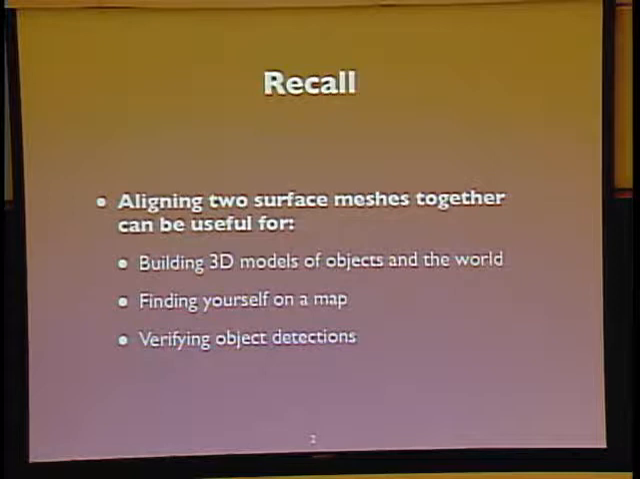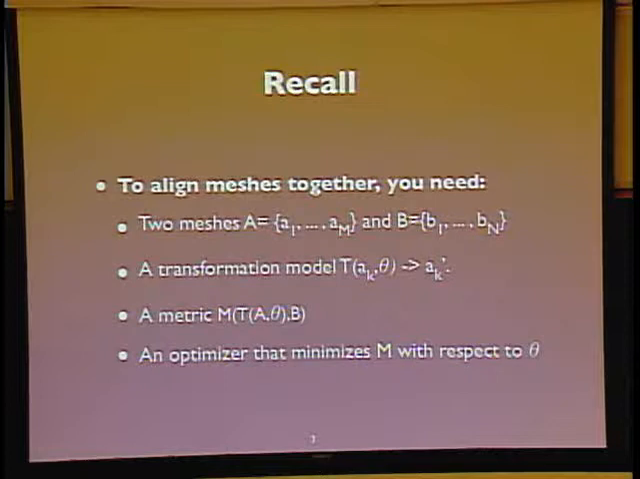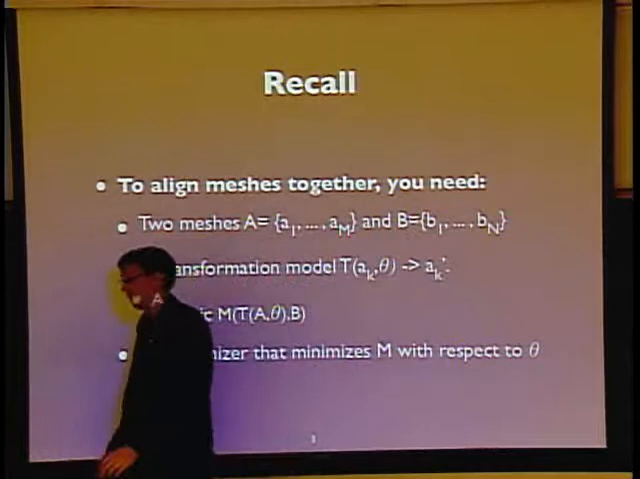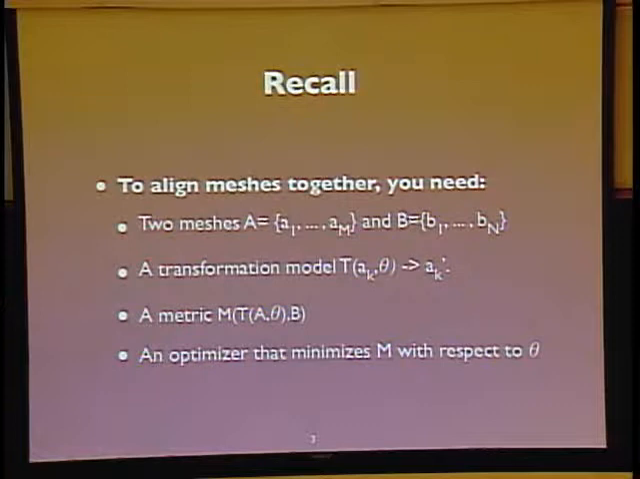And last time I did my usual spiel of giving you a recipe for how to solve this alignment problem. In particular, I told you that you basically need four things. One is the two different meshes that you're going to align to each other. Those are basically represented by sets of 3D points, A1, A2, A3, and so on, B1, B2, B3, and so on, and by edges that connect adjacent points to each other.